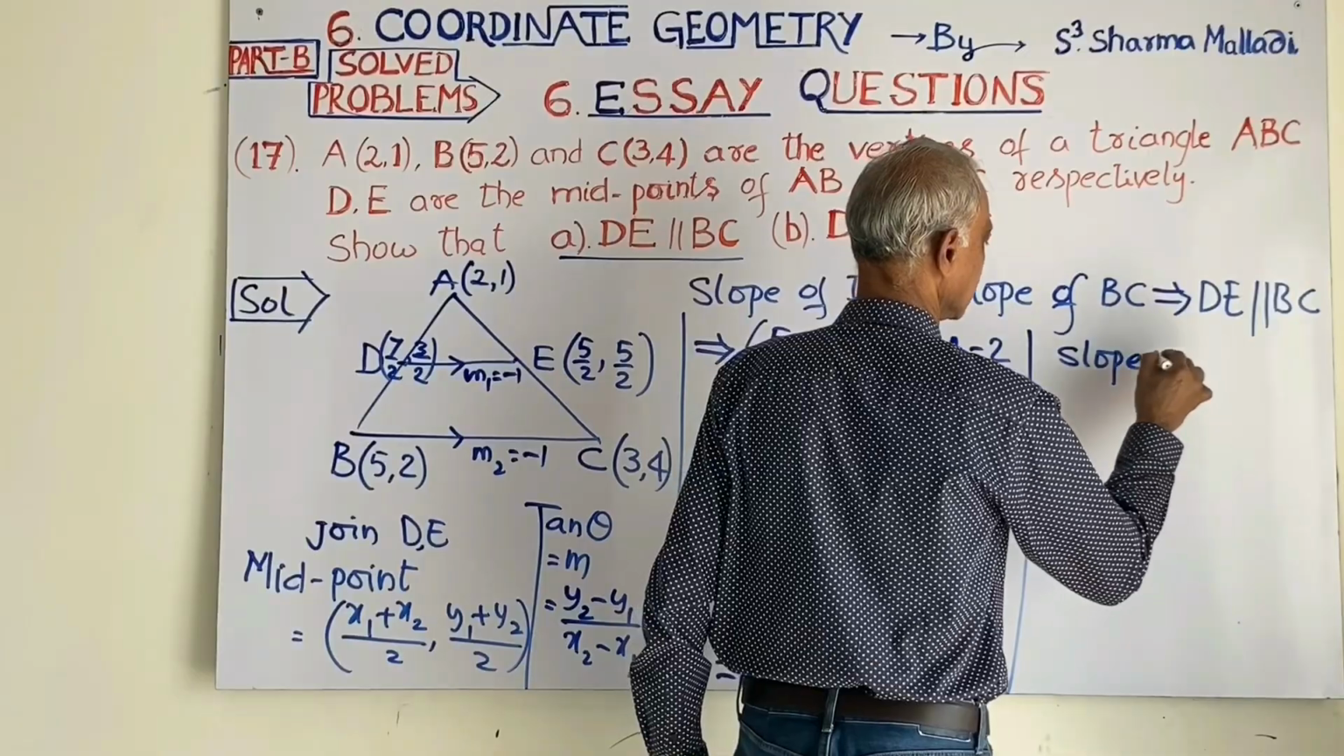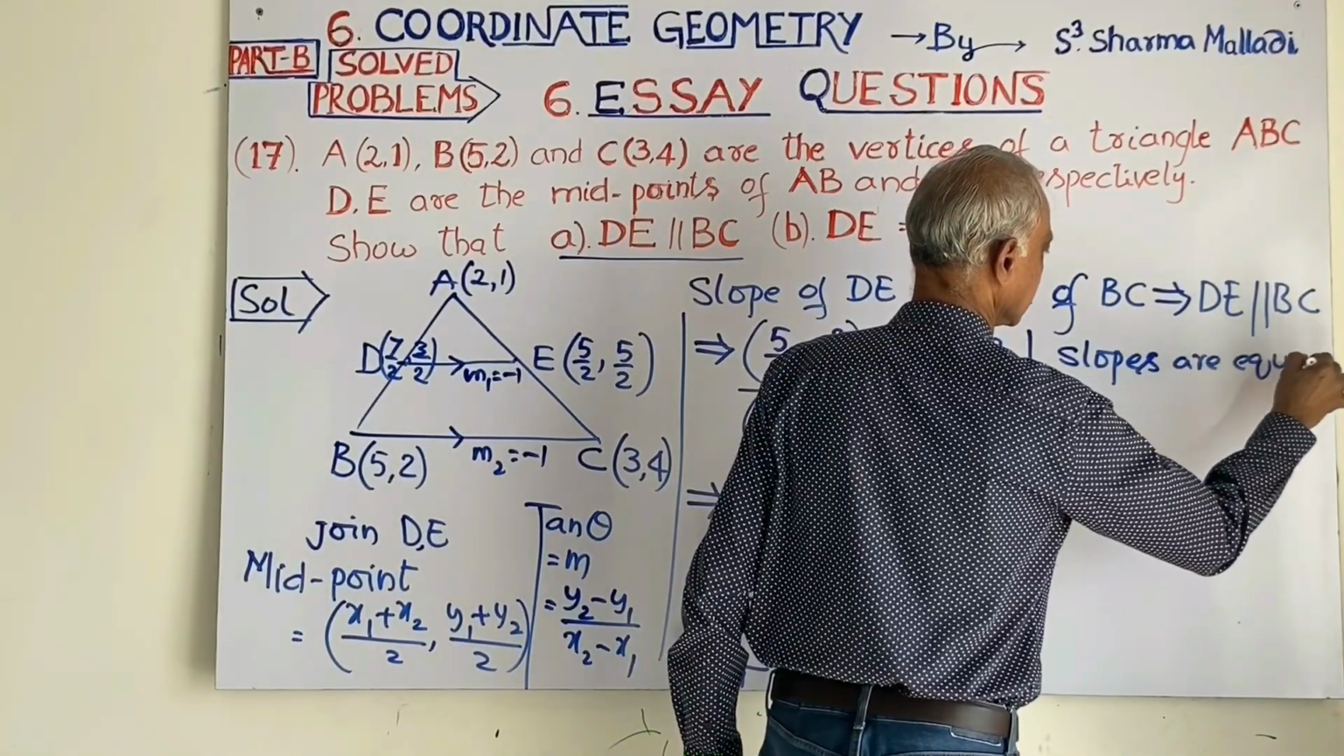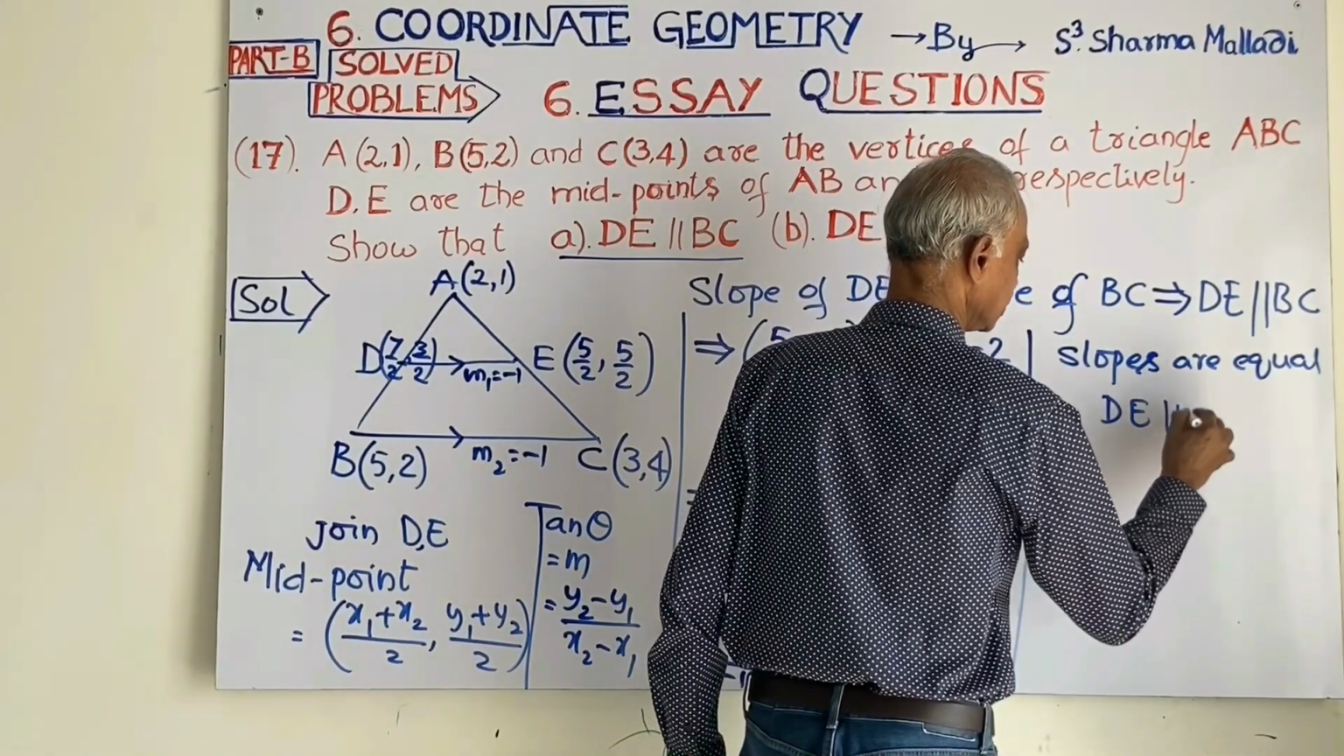Slopes are equal. Therefore, DE is parallel to BC.